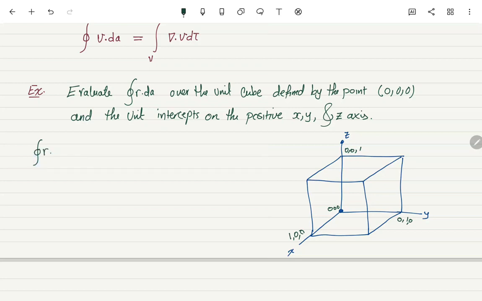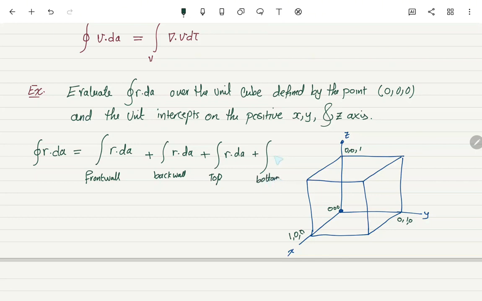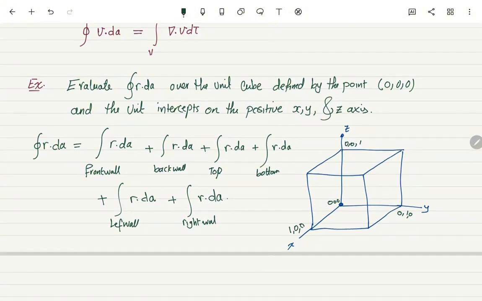The integral over the surface of r dot dA is equal to the integral of r dot dA over the front wall, plus the integral over the back wall, same thing, r dot dA, plus the integral over the top wall, r dot dA, plus the integral over the bottom wall, r dot dA, plus r dot dA, plus the integral over the right wall, r dot dA. Now let's start with them one by one.